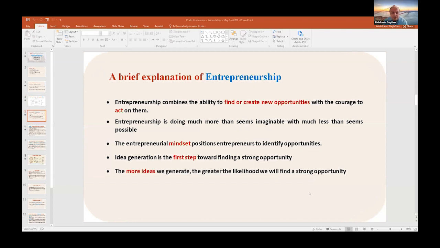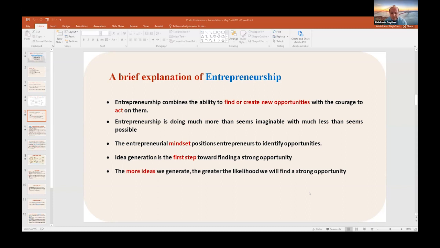A few years ago, supply chain management was not linked to entrepreneurship. Entrepreneurship had basically been disconnected from supply chain management. So here what I'm trying to do in this research is to link them together. Entrepreneurship is gaining a lot of traction, a lot of attention, and it's the ability to find and create new opportunities with the courage to act on them. And I put these in red because action is the most important thing. A lot of people have ideas, but entrepreneurs put them to action and make them happen in the real world.